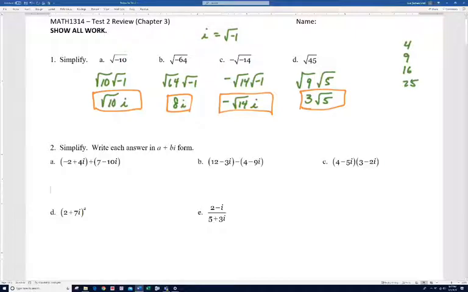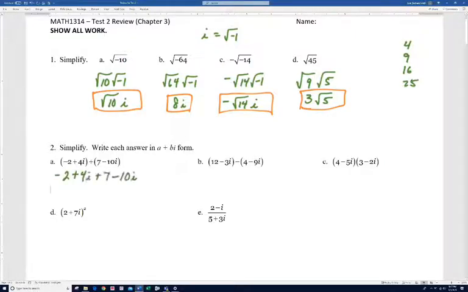And it actually works a lot like it would as if these were x's instead of i's. But we have to remember that i squared is equal to -1. And so anytime we get an i squared, we can simplify that. So let's go ahead and get started.